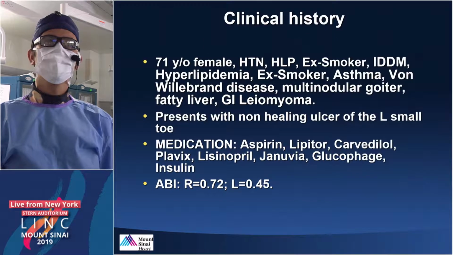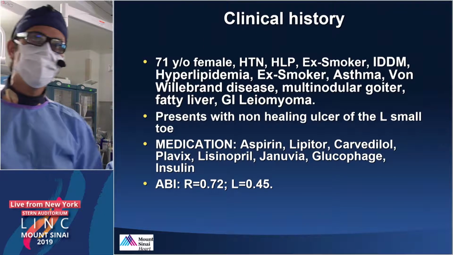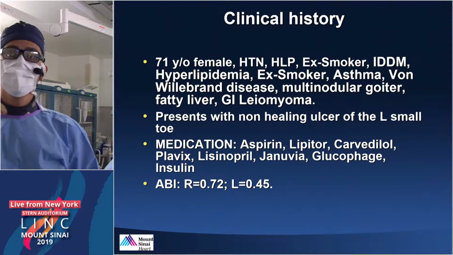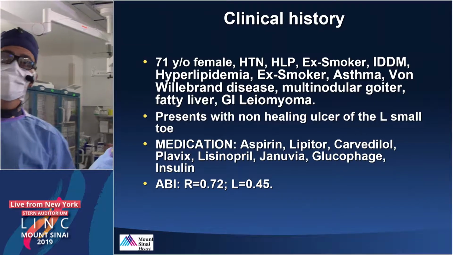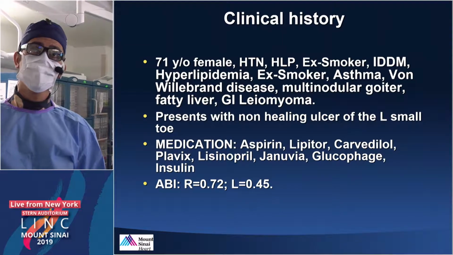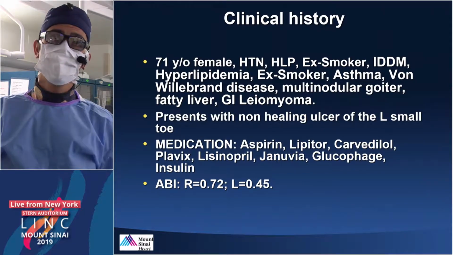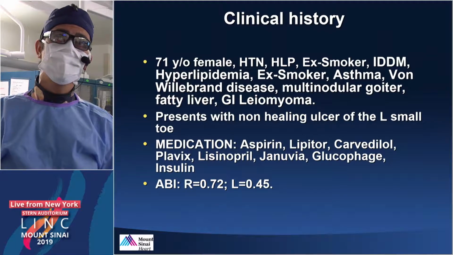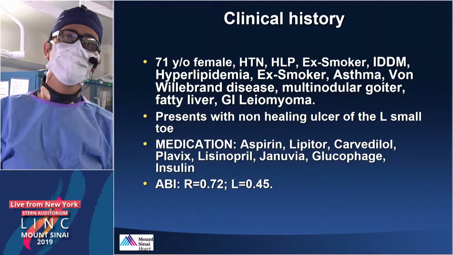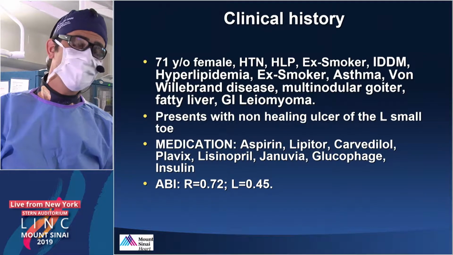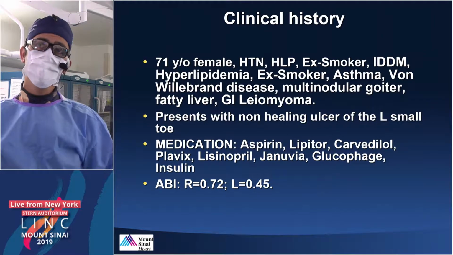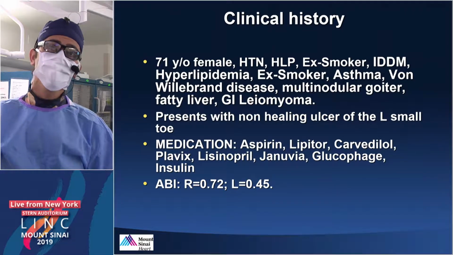Our patient is a female patient, 71 years old. She has insulin-dependent diabetes mellitus. She's an ex-smoker. She suffers from hypertension, hyperlipidemia, and has asthma and von Willebrand's disease. And she presents to our clinic with a non-healing ulcer on the left toe.